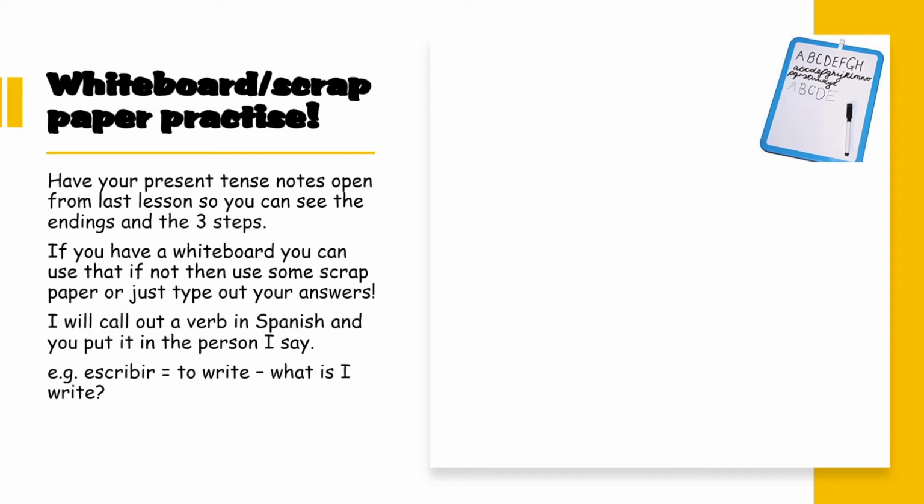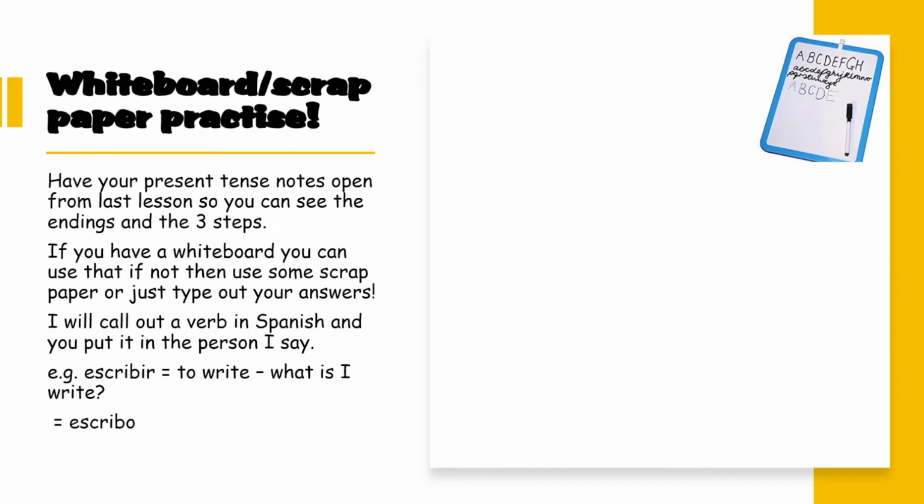So if I say escribir, which means to write, and what is I write, on your whiteboard or scrap paper, whatever you're writing on, pause the video and write down what I write is. So I take off my last 2 letters. You might need to check back at the grid, but hopefully by now we remember that I verbs always end in O, so it would be escribo. Okay, so pause the video now if you haven't got something to write down or type or wherever it is you're writing.